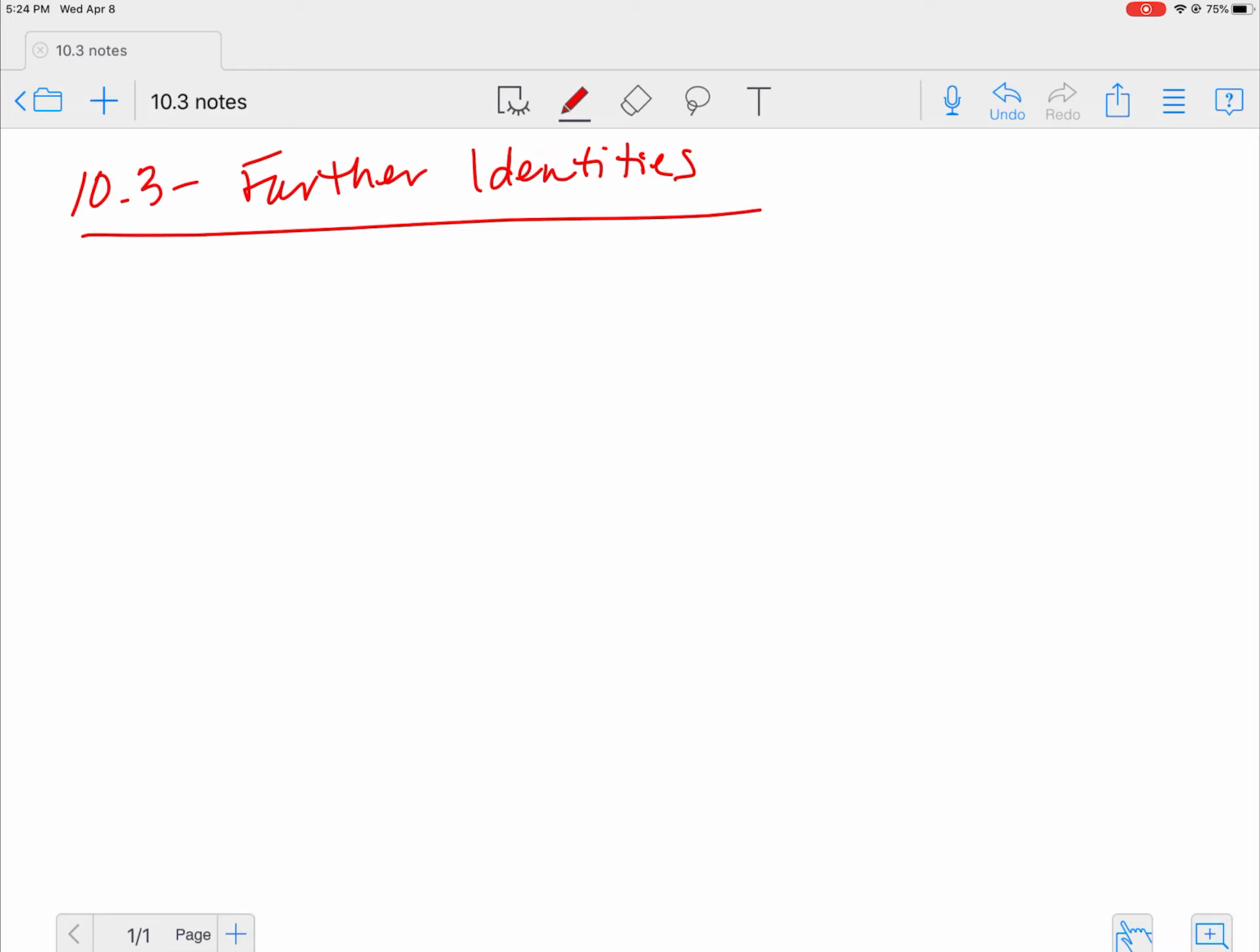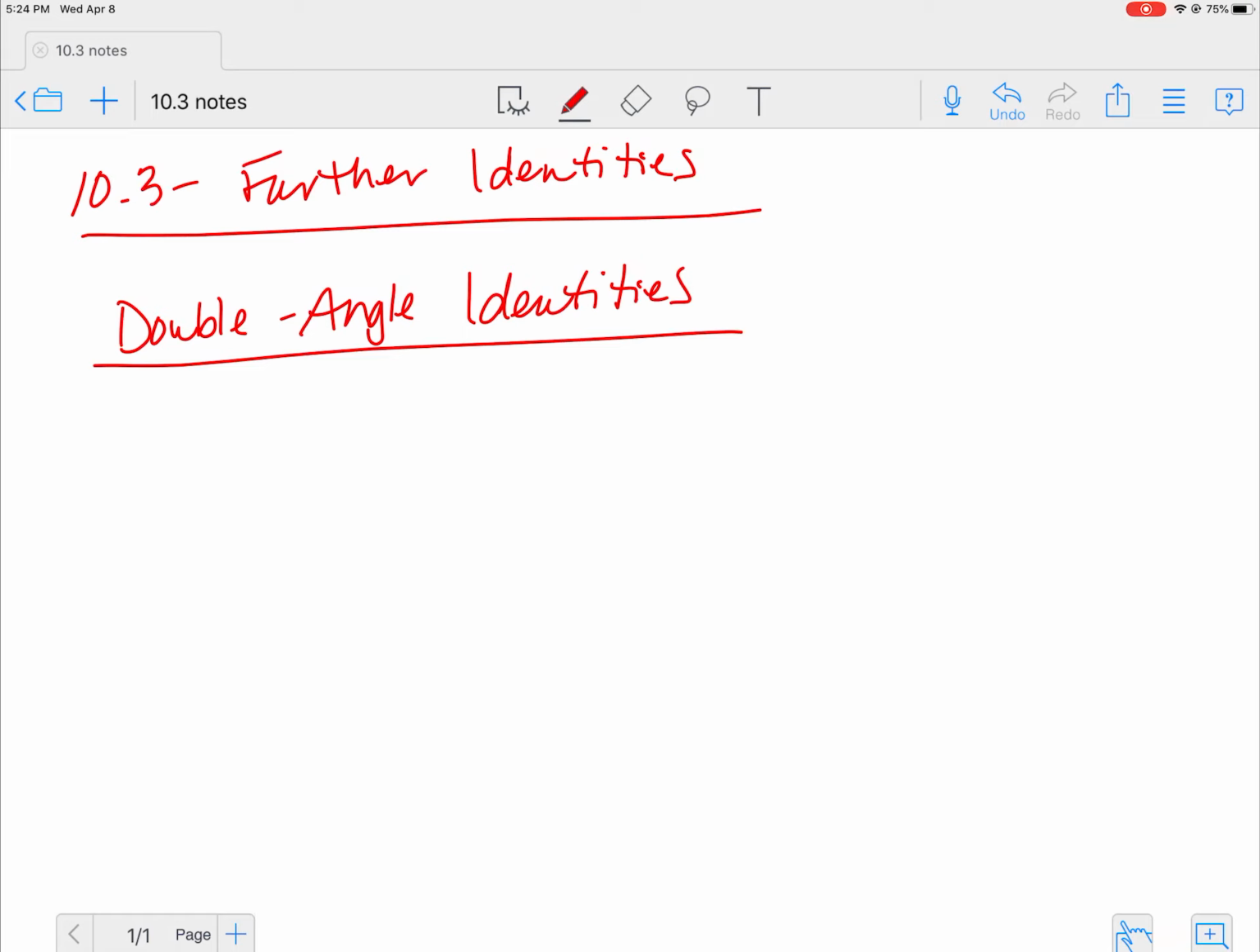All right, this 10.3 says further identities. Now, they're going to put a whole lot of identities in here that we are not going to cover because frankly, they're not important enough to cover. So we're just gonna swing past those, but there are a few that we do need to know. So here are memorizers. Double angle identities.